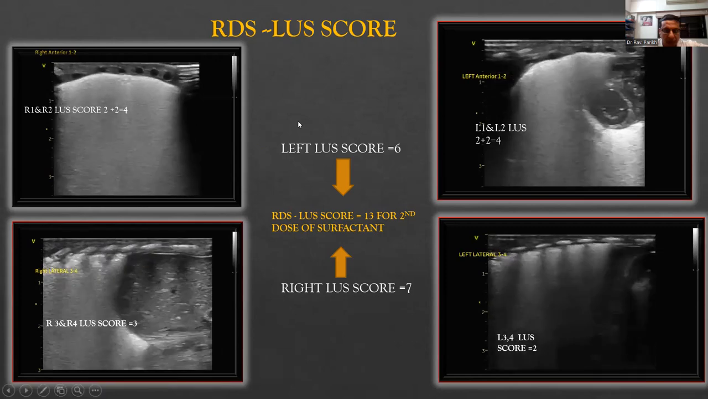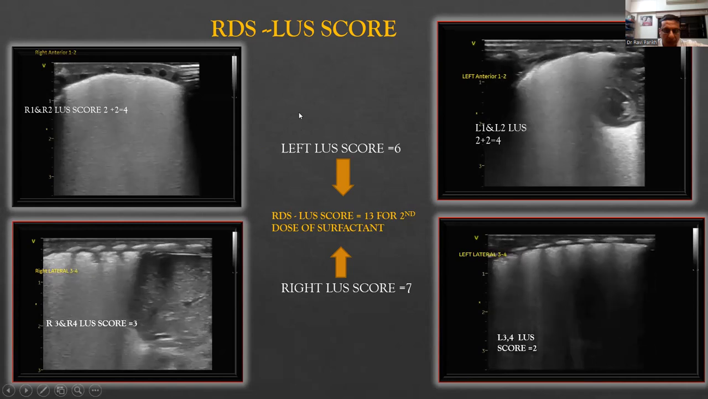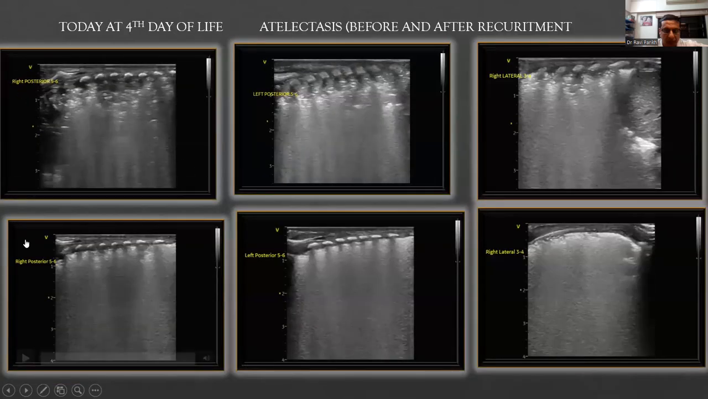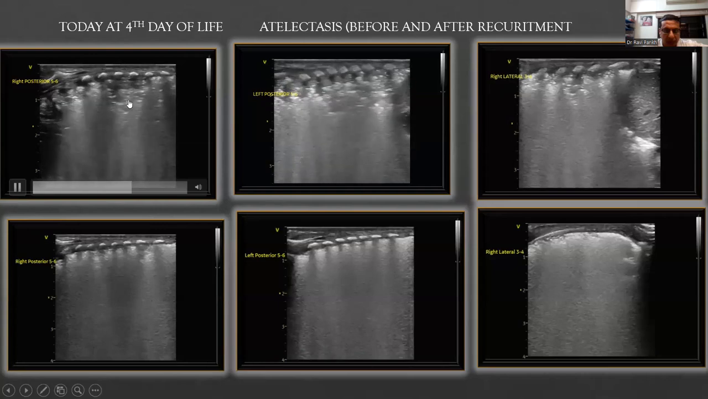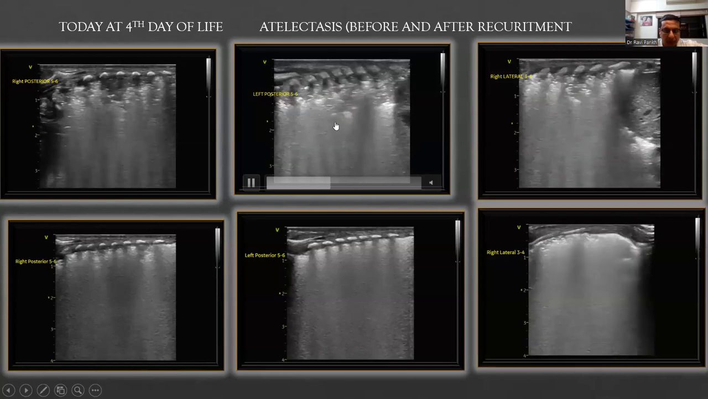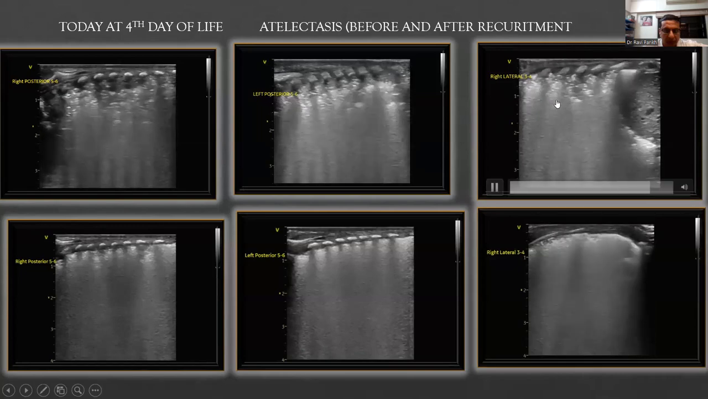Today I made an imaging to see the vestibular segment. I found this image. The right posterior 5 to 6 shows consolidated atelectasis. Yep. The same on the left side, and the right lateral is the same.